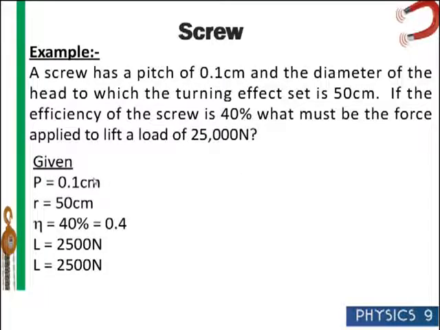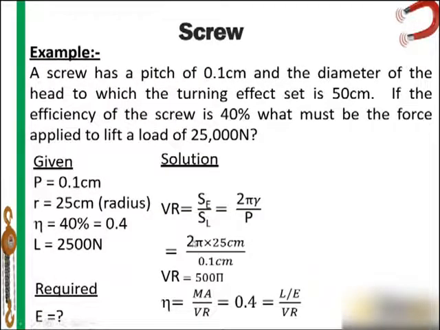First of all, we're given that the pitch is 0.1 centimeters, and we're also given that the radius is in fact 25 centimeters, because we're told the diameter is 50 centimeters. We're told that the load is 25,000 newtons. So let's have a look at the solution to this problem.